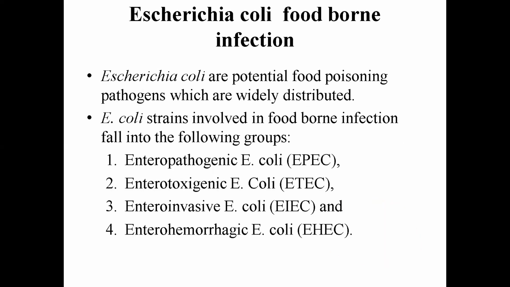The other organism is E. coli. You can say different strains of E. coli, and it is a very commonly distributed microorganism, and they can also be potentially pathogenic, causing food poisoning. There are different strains. You can see EPEC, that is enteropathogenic, enterotoxigenic, enteroinvasive, enterohemorrhagic.